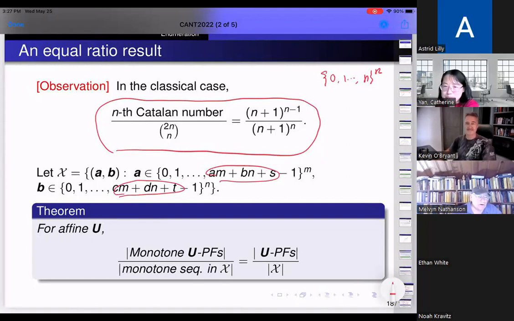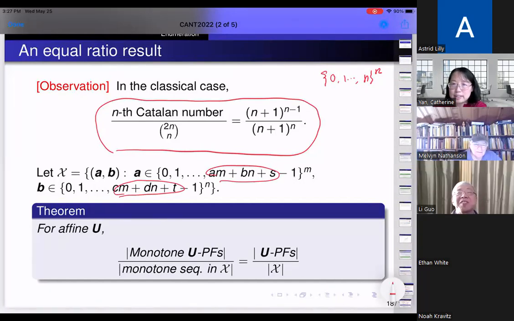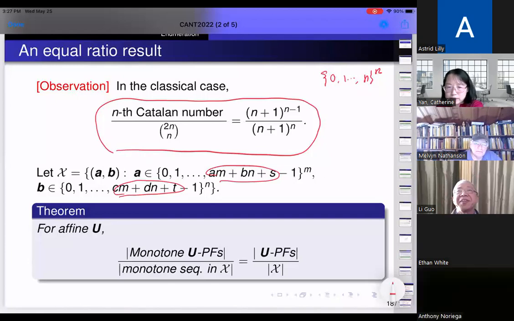Any questions for Catherine? Yeah, hi, Catherine. Just a quick question. So you have this two-dimensional path earlier.